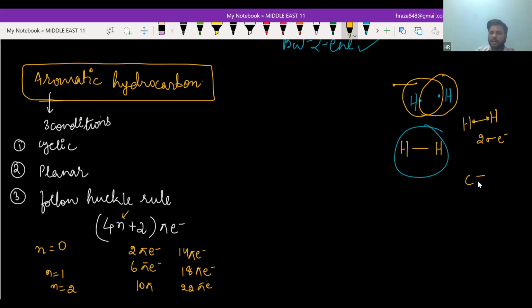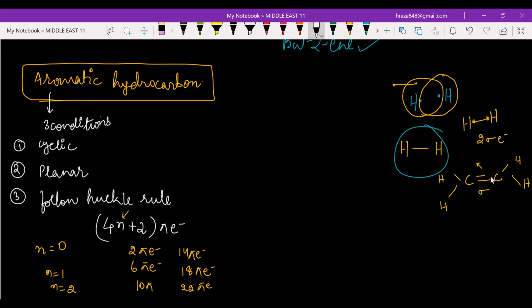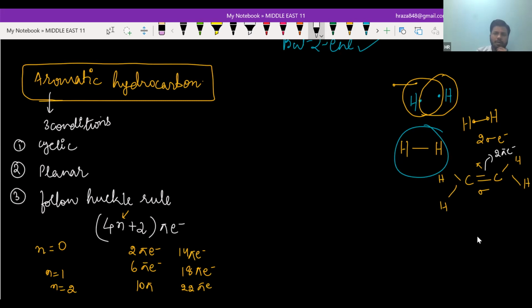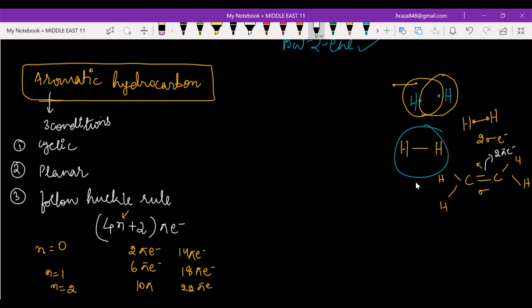And if it is a pi bond, you know that in a double bond, one of the bonds is sigma and one of the bonds is pi, right? Do you know or not? So this pi bond will have 2 pi electrons, because in one bond there are two electrons. If it is a pi bond, that means two pi electrons. If it is a sigma bond, that means two sigma electrons. So is this clear?